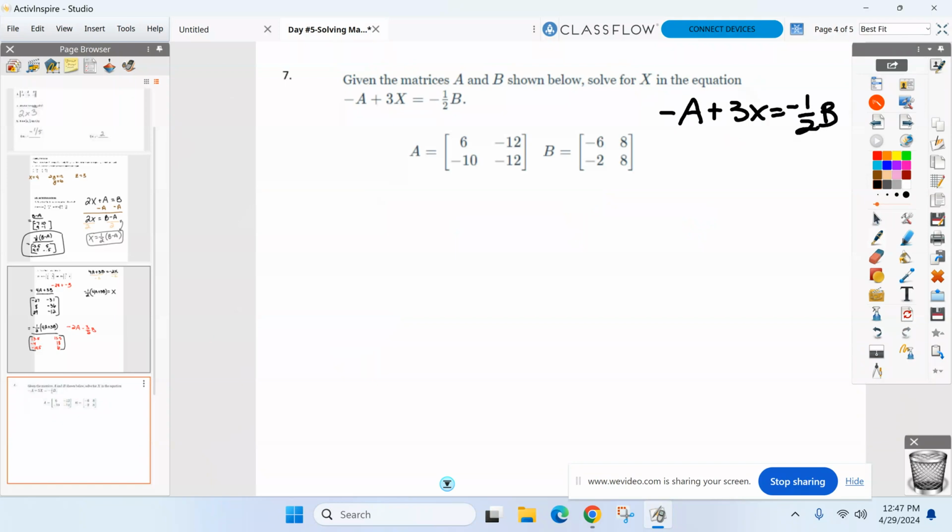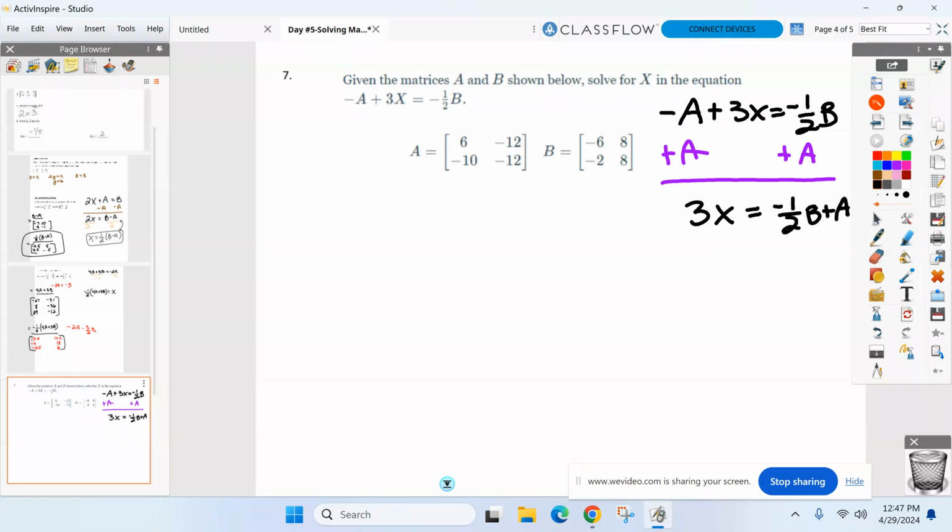First move. Got to solve for x here. Forget about the matrices. First move: add the a over. 3x equals -1/2 b plus a. Get rid of the 3. You can divide, right? Divide by 3. Or just to make sure we're good, it's the same as multiplying by a third. Good job. So I'm going to do a third times all of this. Or divide by 3. Your call.